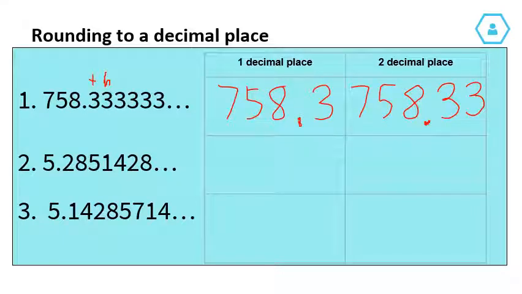Now, if you want to be really tricky with this one, you could actually put a dot on top of the 3 to show that it's recurring. And in which case you wouldn't need to record it to 2 decimal places like this. You just do it this way. Let's look at number 2.